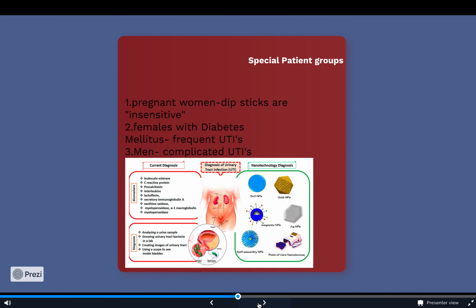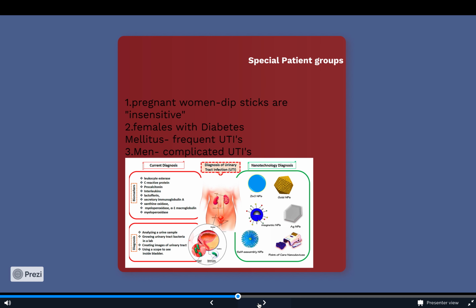Special patient groups, diagnostic. For pregnant women, the dipsticks would be insensitive. It is not okay to use the dipsticks to diagnose them, for that to be a diagnostic test. Cultures could mix bacteria, so they would need to use a urine sample. However, you could still have mixed bacteria in there, which could be a false positive.